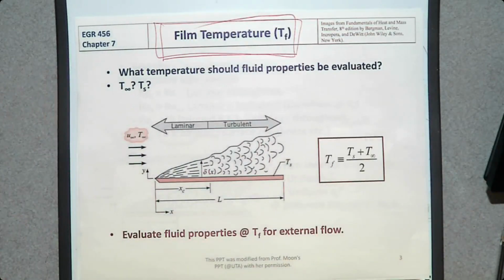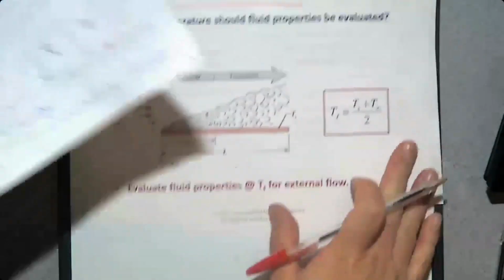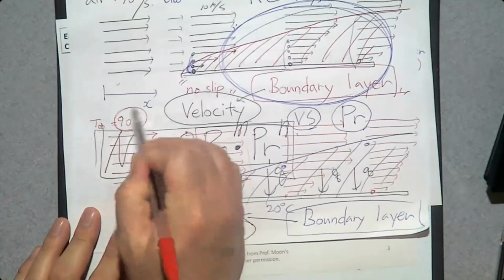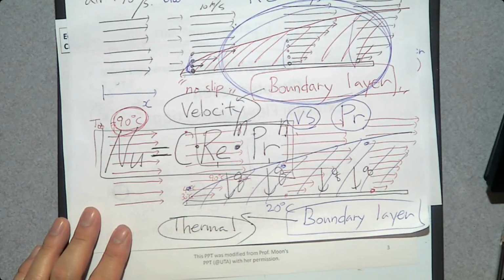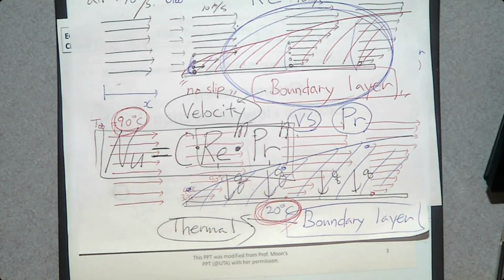What is the film temperature? The temperature inside the boundary layer. Then, what is the temperature of the boundary layer? Let's talk about that. Outside of the boundary layer is 90. Surface is 20. So what's going to be the temperature within the boundary layer? Could be 30, 40, 50, 60, 70, 80, any number.